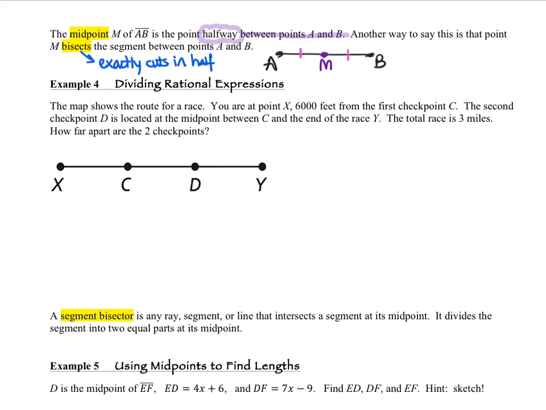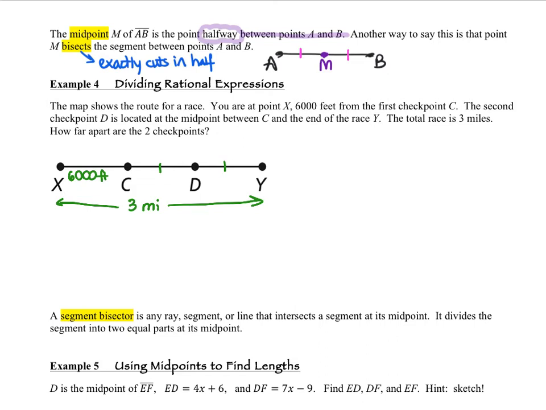The map shows a route for a race. You are at point X, which is 6,000 feet away from the first checkpoint C. So this is 6,000 feet to point C. The second checkpoint D is located at the midpoint between C and the end of the race Y. That means that these two segments are congruent, or the same size. The total race is 3 miles long, and that would be from point X to point Y. How far apart are the two checkpoints?